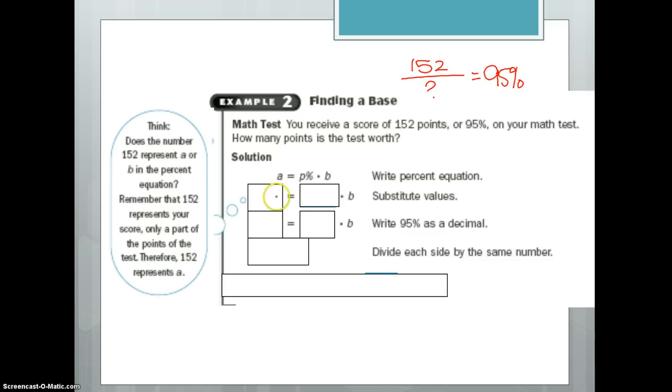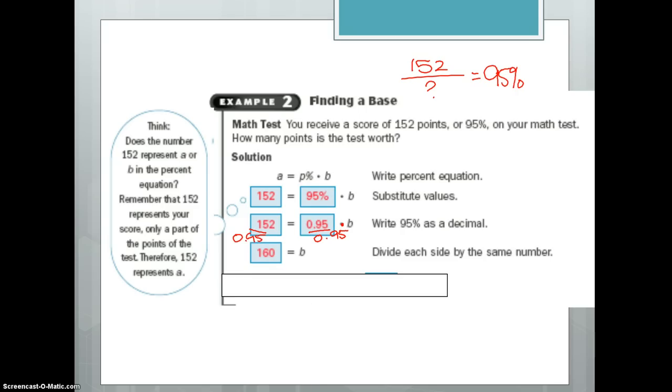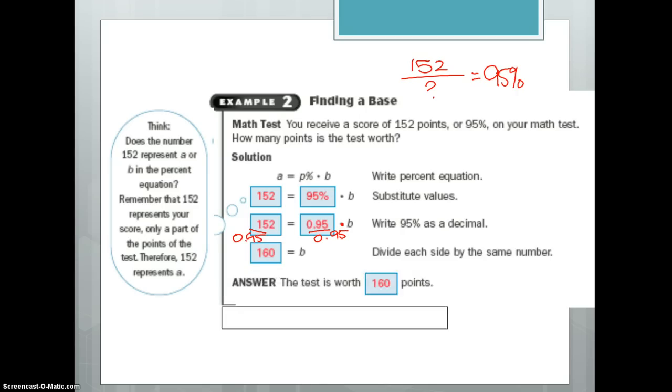So A equals 152, P percent is 95%. Rewrite the percent to a decimal. And now, how do you get rid of a number that's being multiplied to the variable? You do the opposite, or the inverse operation of dividing. 152 divided by 0.95 is 160. The test is worth 160 points.